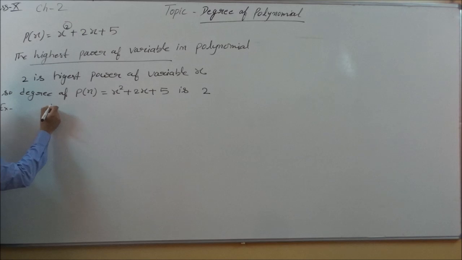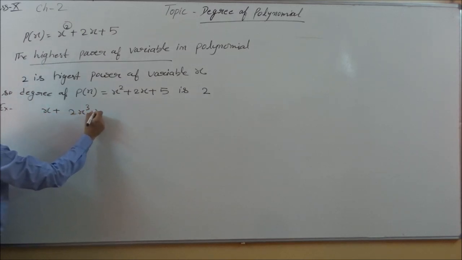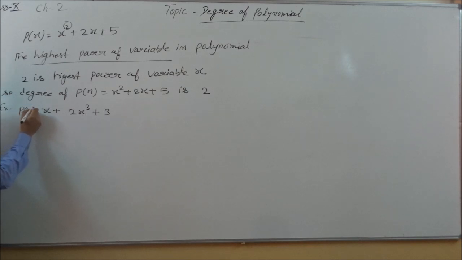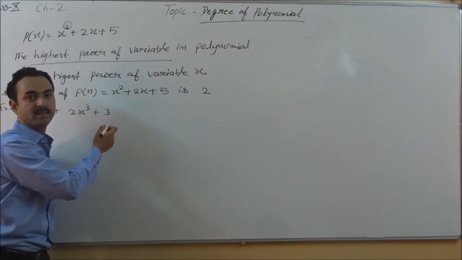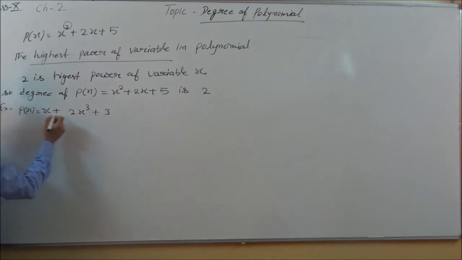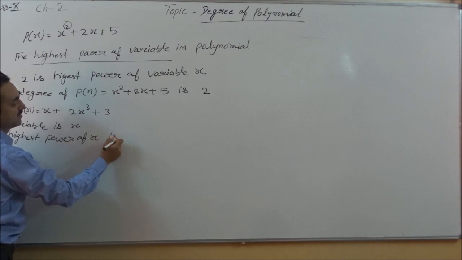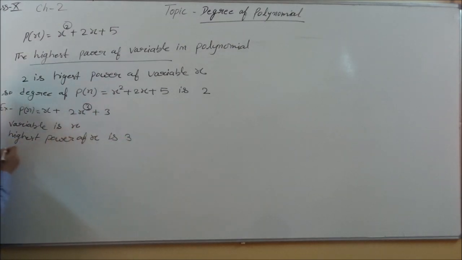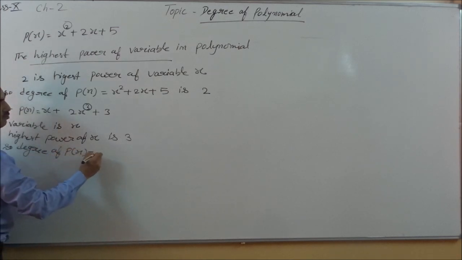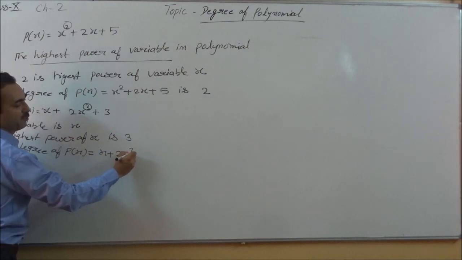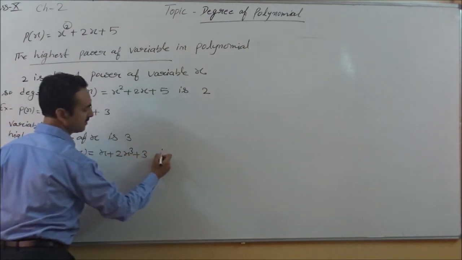p(x) = x + 2x³ + 3. So we can see the variable is x, and the highest power of x here is 3. So the degree of p(x) = x + 2x³ + 3 is 3.